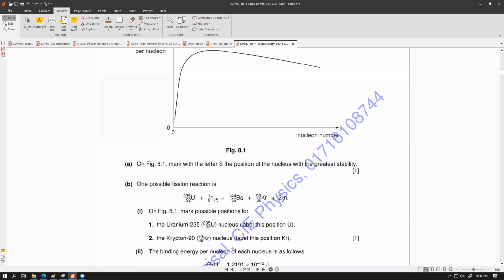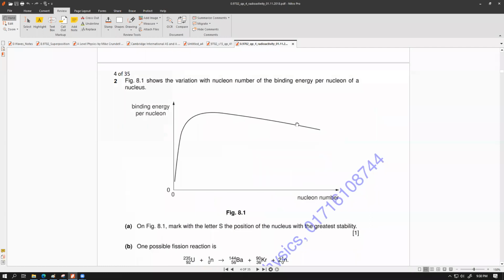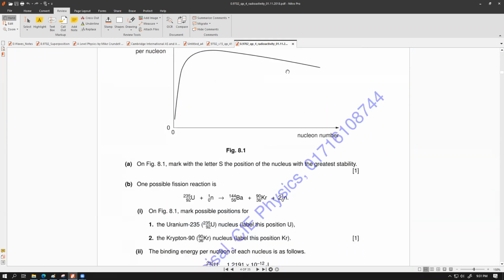So uranium-235 reacting with 1 neutron, you get barium, krypton, and 2 free neutrons. On figure 8.1, mark the possible position for the uranium and krypton. Uranium has to be labeled far on the right. Krypton has to be labeled slightly to the left. Anywhere is possible, but uranium should be on the more right side. Krypton should be a bit on the left side, but definitely not left of the peak, somewhere over here.